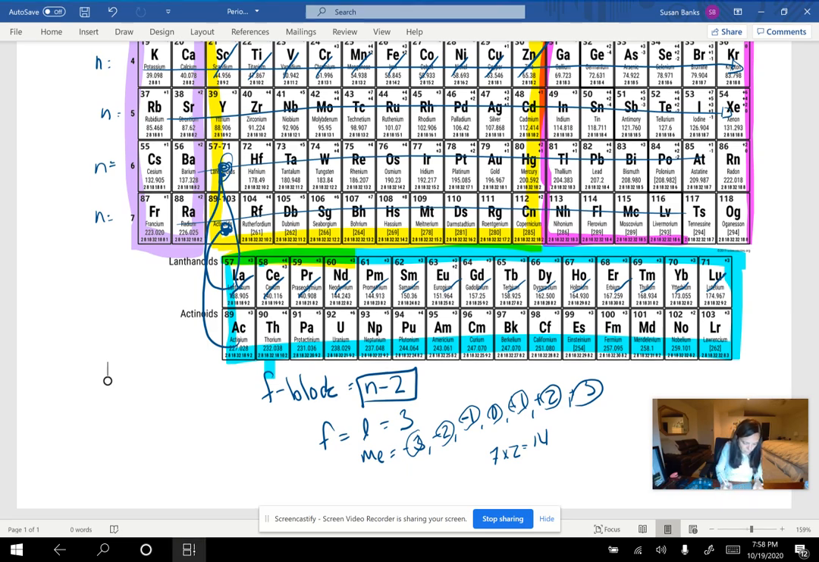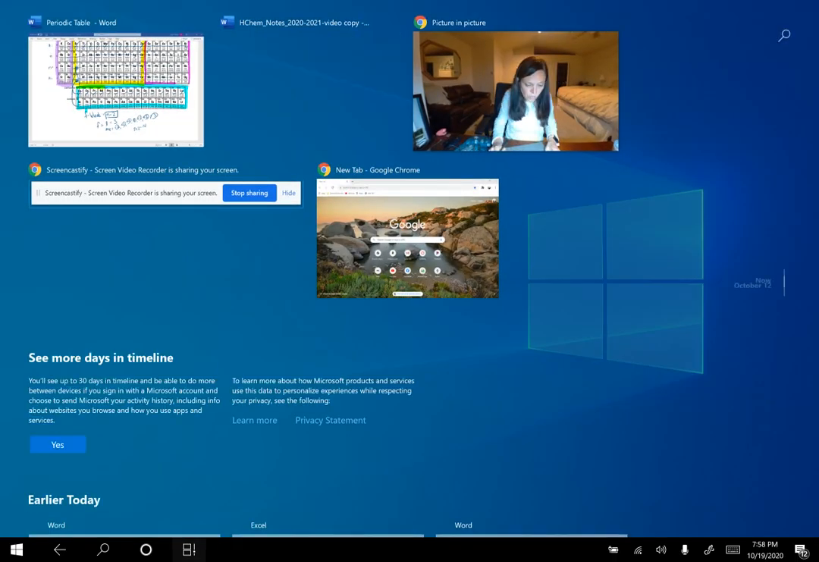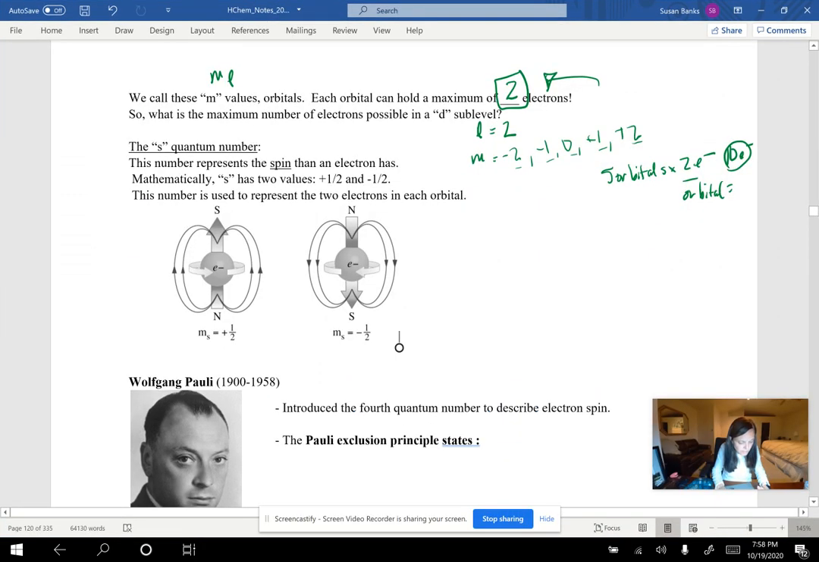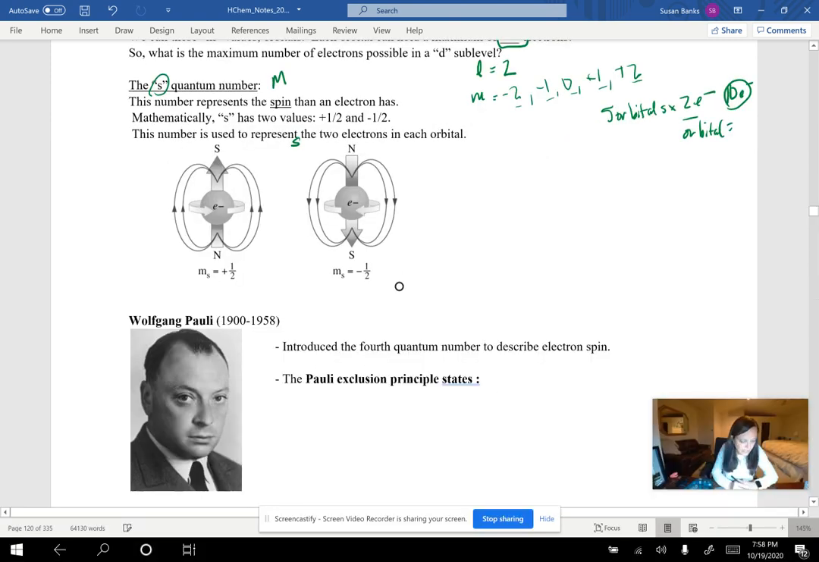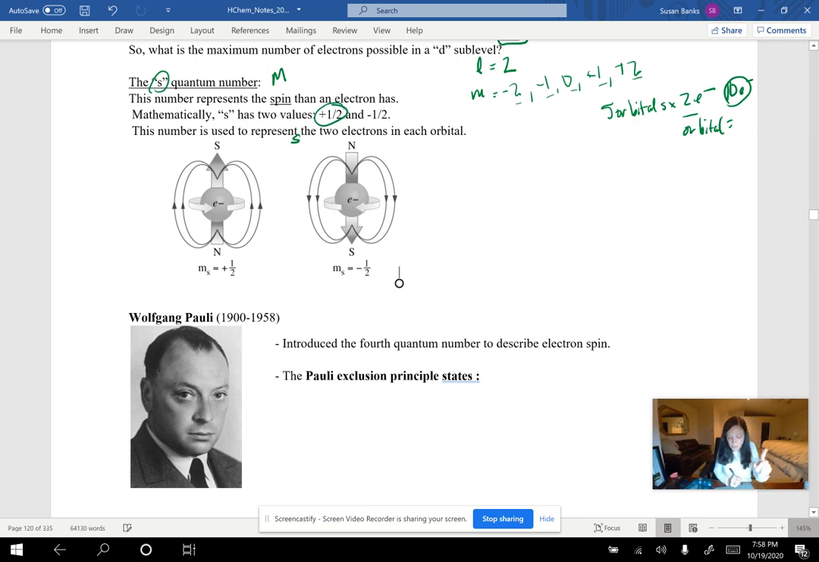Okay, so let's go back to our last quantum number here. Our last quantum number is the spin that the electron has. Mathematically, S, and sometimes it is called M sub S as well. S only has 2 values because I can only have 2 electrons in that orbital. I can either have what we call a plus spin, or +1/2, or a negative spin, or a -1/2. Okay, that is used to tell me which electron in that orbital of the 2 I'm talking about.